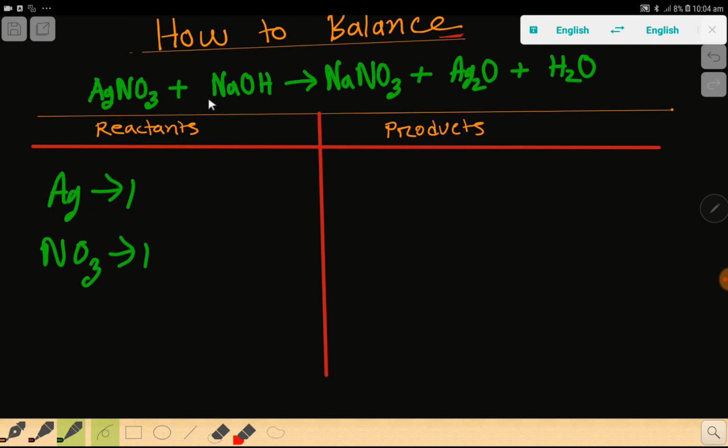Then here we have sodium 1. Look, OH is a polyatomic ion. Now look, there is no OH in the right hand side, so we need to write this OH as a separate atom. Oxygen 1. Then here we have hydrogen, which is also 1.